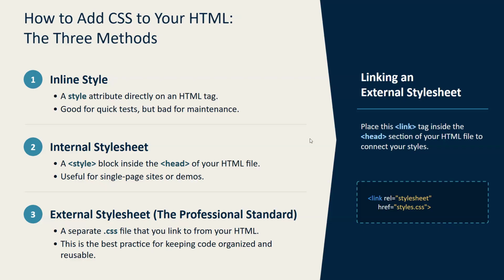You put your CSS in a separate .css file and link it to your HTML document with a link tag in the head. This keeps your code organized, reusable, and much easier to maintain. And on the right side, we can see one simple example of how you can link an external style sheet using the link tag, which is usually placed in the head section of your HTML file, just so we could connect those styles.